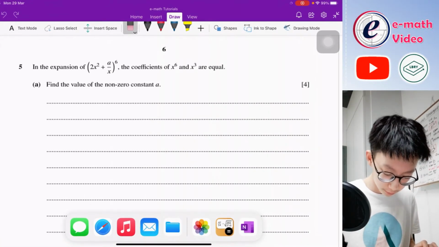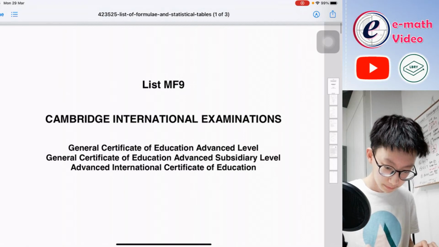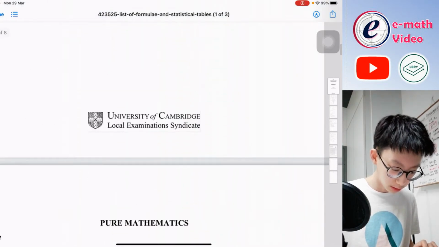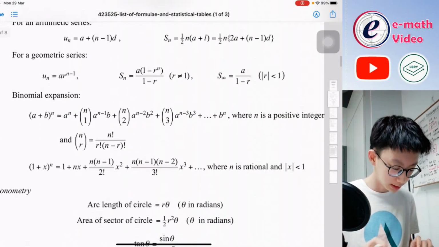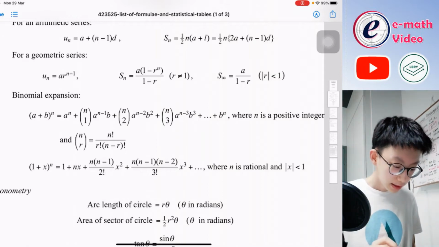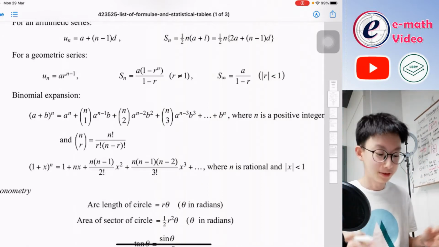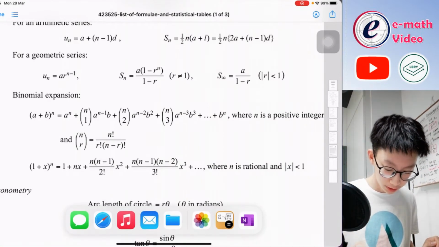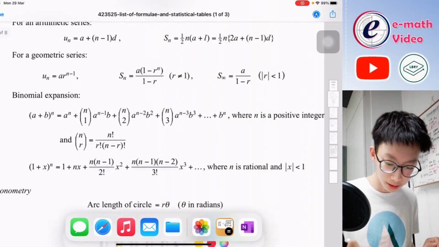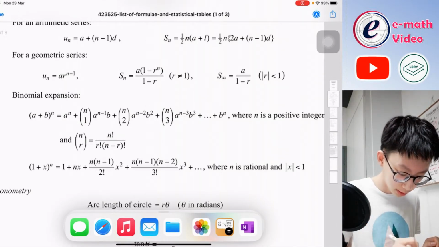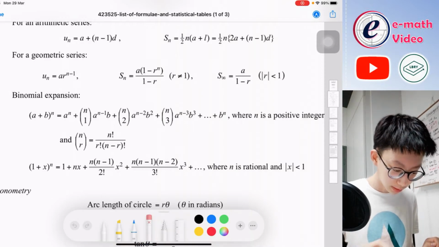I think I have your formula list. Yep. Okay, so the binomial formula, it's here. It's a very long formula, so I don't think I will copy it there. It is enough that you know which formula I'm talking about. Okay, I'm talking about this formula, binomial expansion.